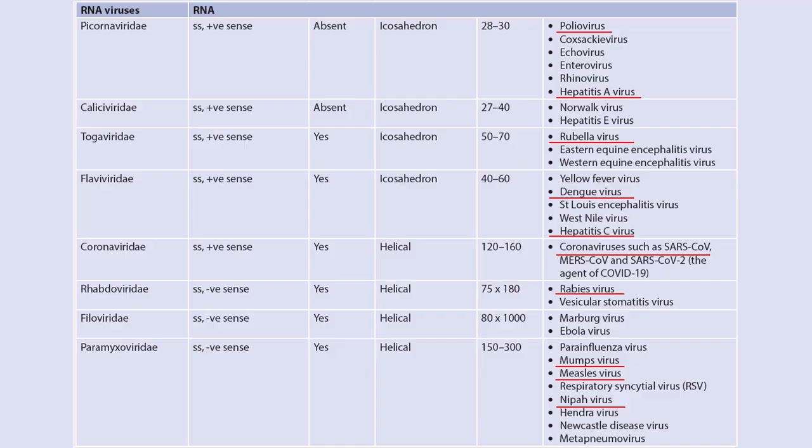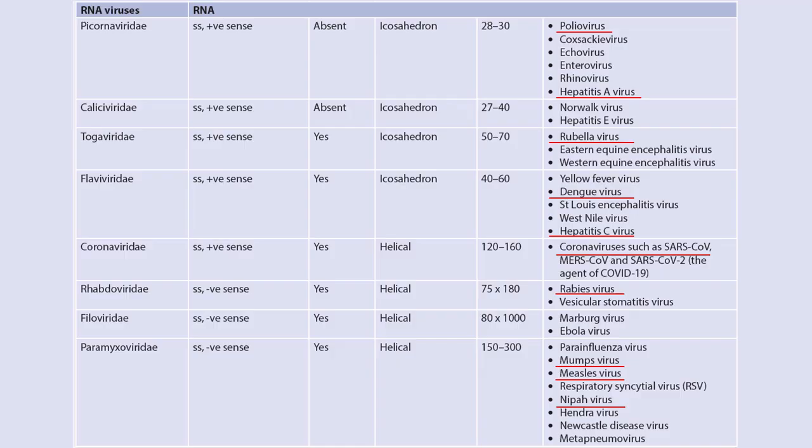Then you have the Flaviviridae. The most important members are the dengue virus and hepatitis C virus. Yellow fever virus is very important, and currently it is not seen in India, but it's worth knowing this particular virus. Coronavirus, we all know the very famous SARS-CoV, you have the MERS-CoV and COVID-19.